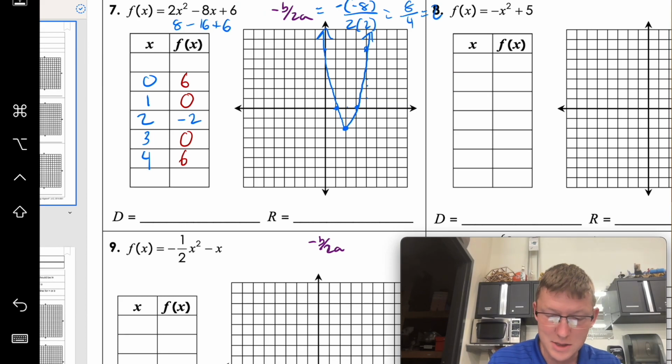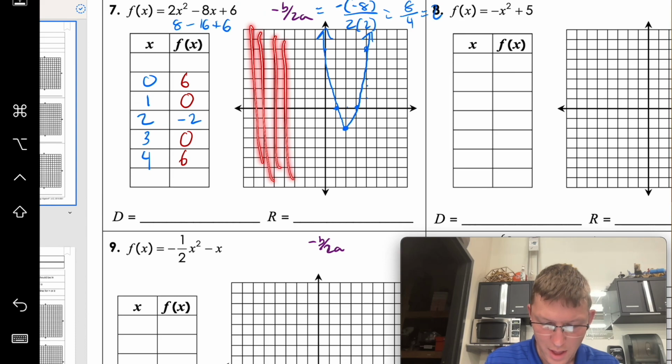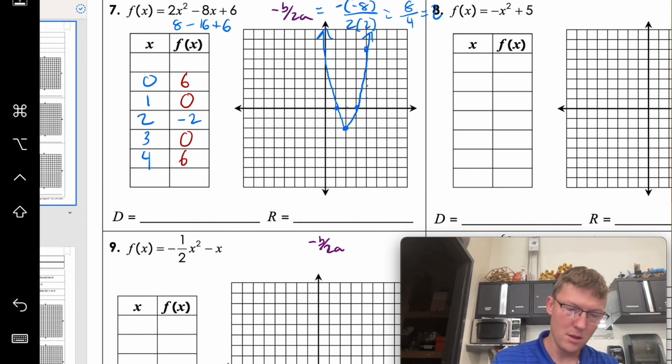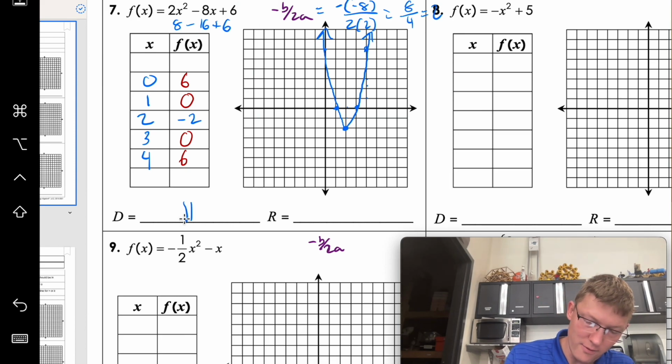So our domain is all possible x values. So where can I draw a vertical line and it will cross? So believe it or not, over here, it will cross, but it's all the way up there somewhere in Never Never Land. But parabolas in general are always going to have all real numbers.